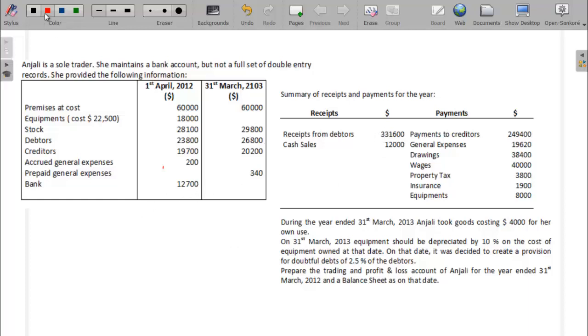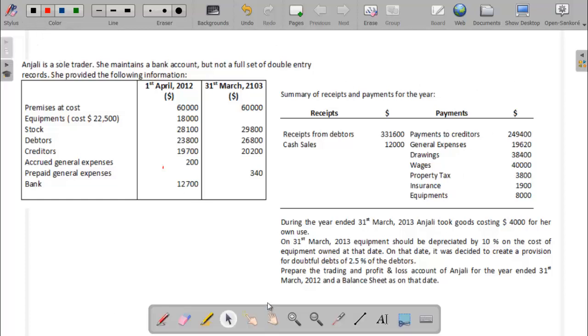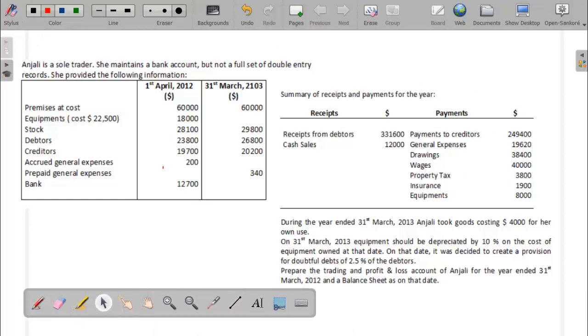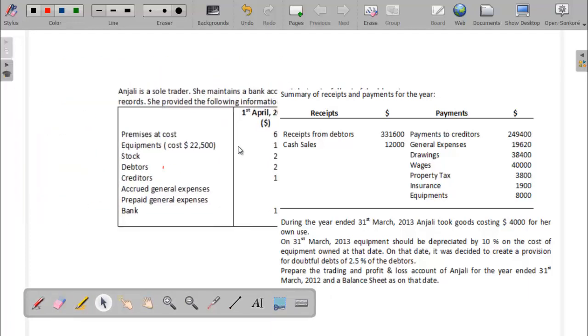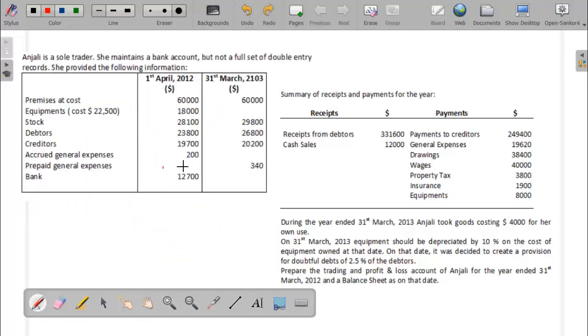bank balance. On the first day we know the bank balance. On the first day the bank balance is 12,700, but we don't know the closing bank balance. So now we will compute this closing bank balance, and for this we will take help of this receipts and payments account. These are receipts and these are all payments. So in this first we will take the opening bank balance. Opening bank balance is 12,700.